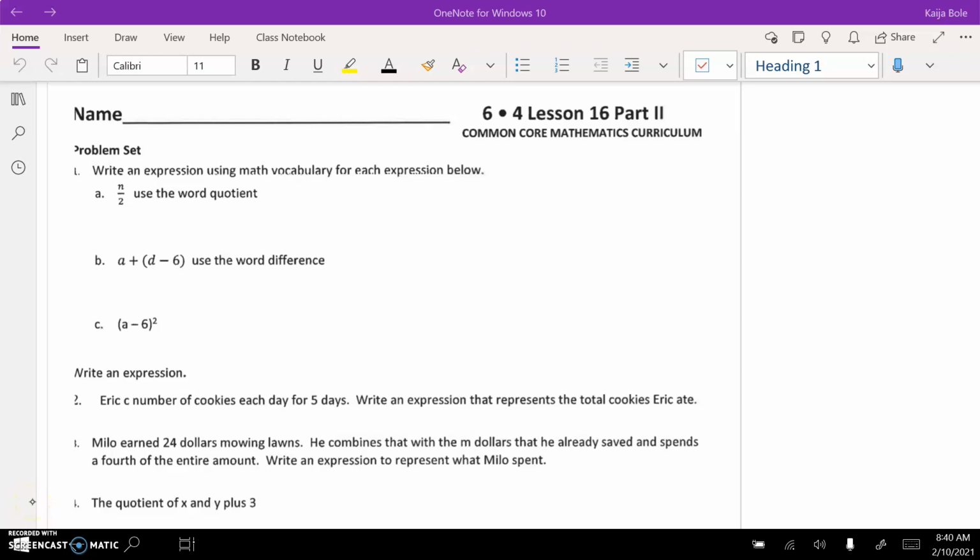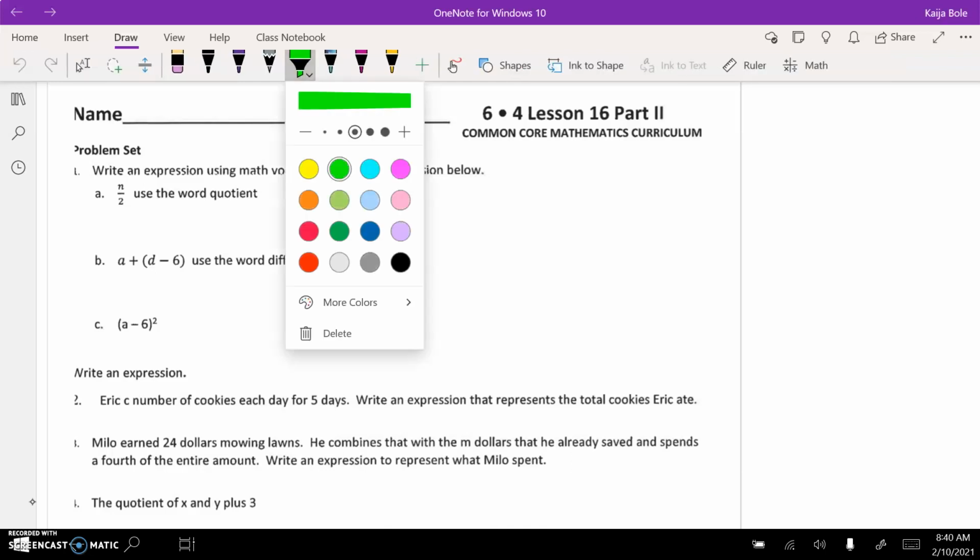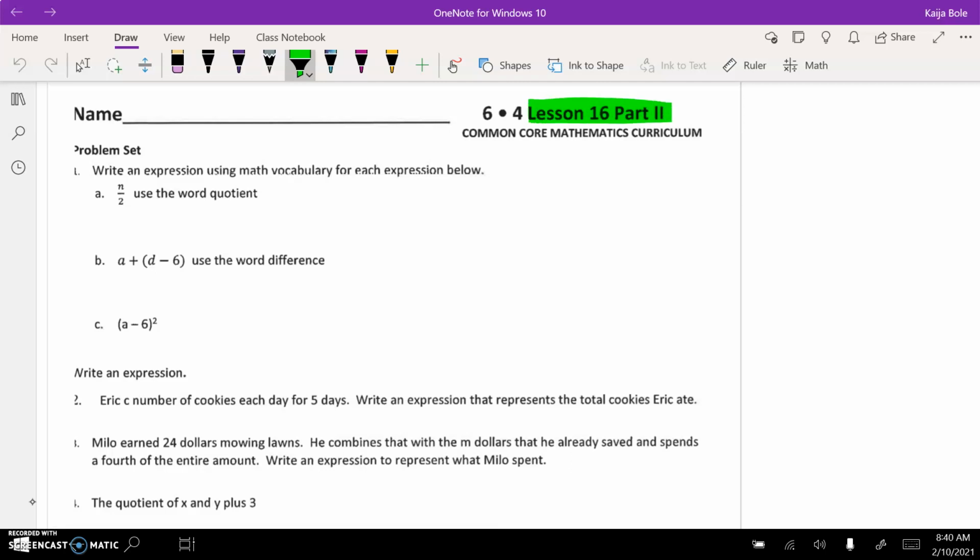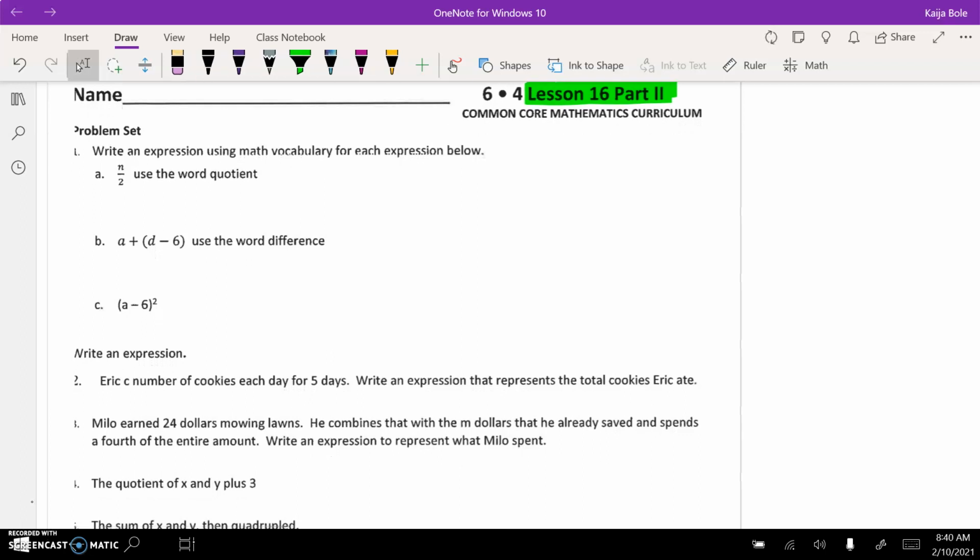Here we are on the classwork for 4.16 day 2, so make sure you're on the page marked part 2 at the top, because that means it is for the second day, and you should have done the other page yesterday. So we're going to try all the problems today.